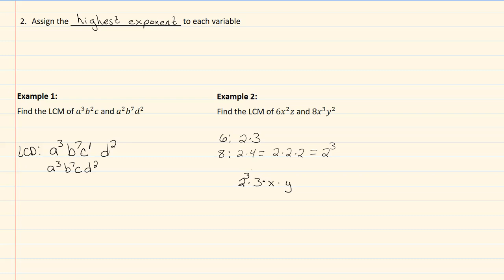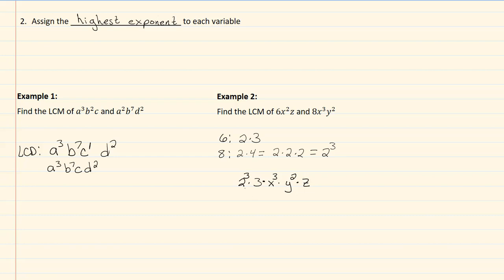When we look at our x's, we have exponents of 2 and 3, so our highest exponent would be 3. Oh, I missed my z. Our highest exponent for y is 2, and then we have a z that I forgot to write down. And since the highest exponent for z is 1, that's what our highest exponent for LCM is.